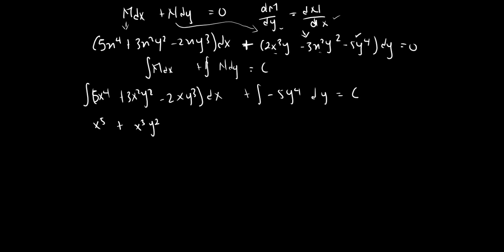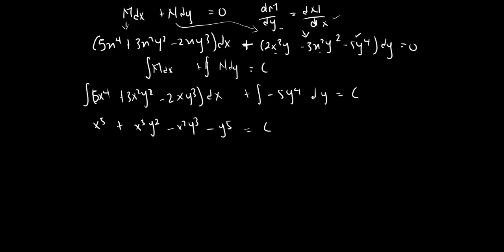Now, when we integrate minus 2xy cubed, the minus 2y cubed is going to be a constant. We're going to integrate x. We're going to get x squared over 2. The 2 will cancel the 2, so we're going to have minus x squared y cubed. And that's for that part. And then for the y side, we're going to integrate minus 5y to the power of 4. Minus 5 is going to be a constant. We're going to integrate y to the power of 4. We're going to get y to the power of 5 over 5. The 5 will cancel the 5, so we're going to have minus y to the power of 5 is equal to c. And this is our answer.